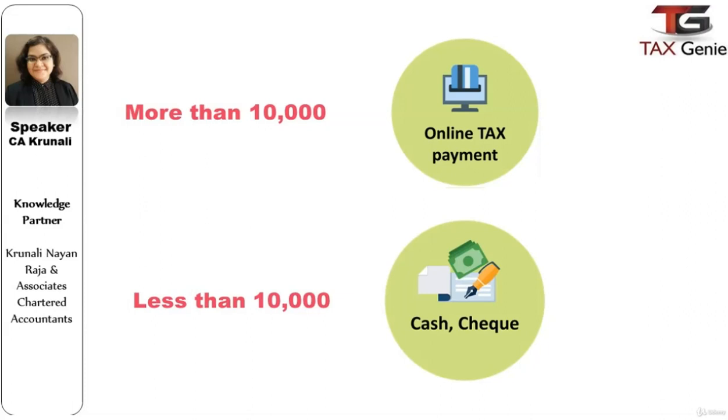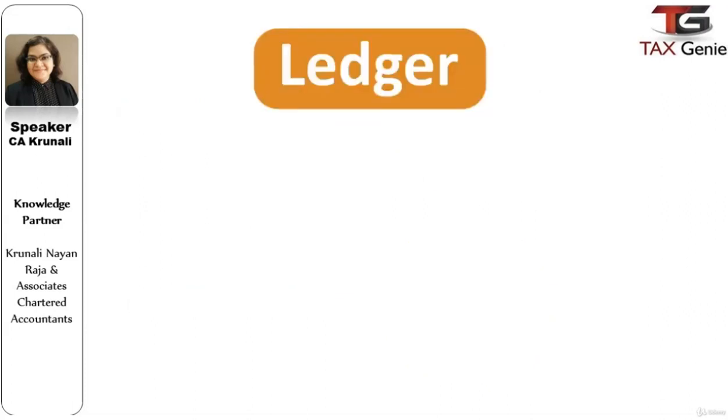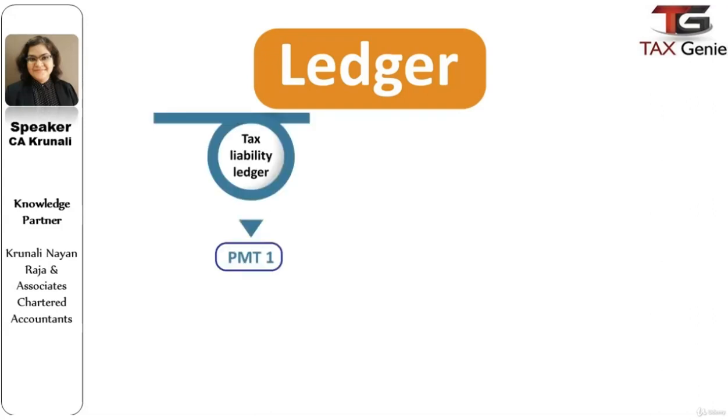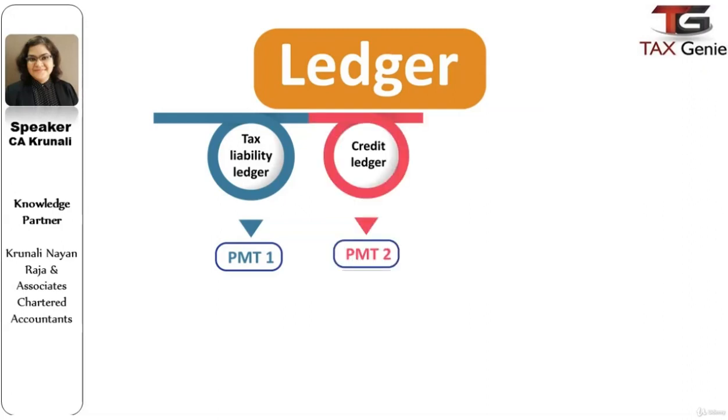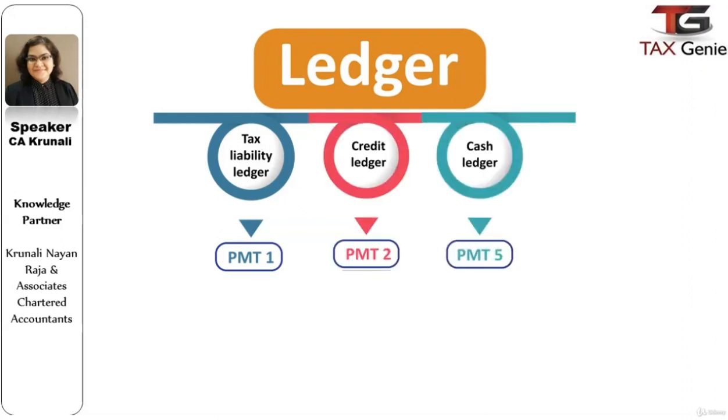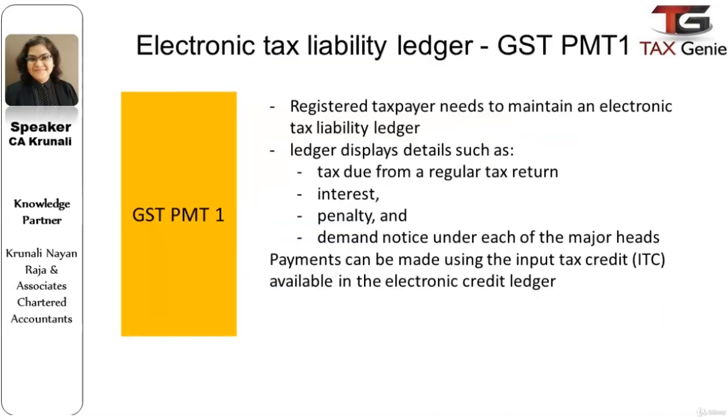While we discussed the threshold for payment of GST electronically, we now discuss the types of ledgers to be maintained under GST. The three main types of ledger under GST for payments are the liability ledger, which is form PMT1, the credit ledger, which is form PMT2, and the cash ledger, which is form PMT5. Now let us discuss each of the ledgers in detail.